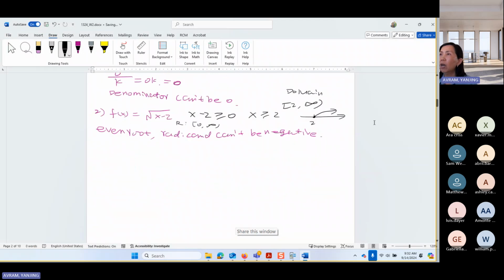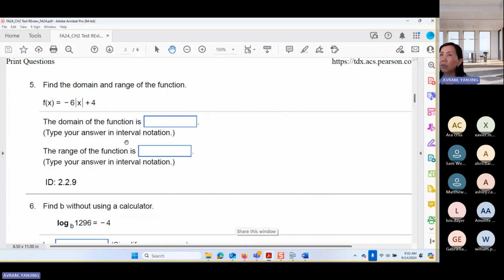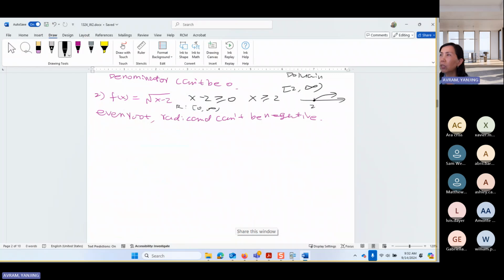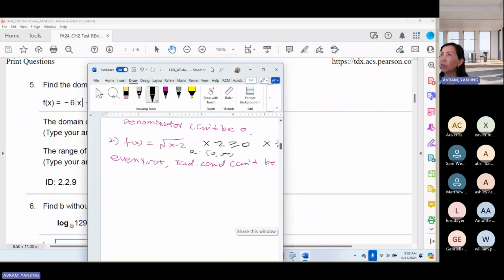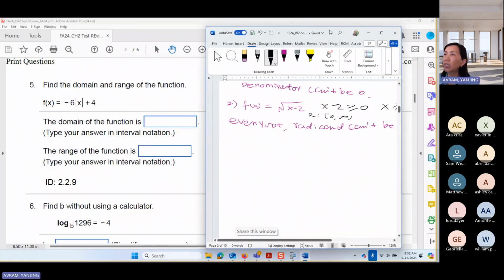Okay, let's look at our next graph. This is the absolute value of x. My x is not in the denominator, and is not under a square root, fourth root, or any even root. If that is the case, my domain x can be all real numbers. In interval notation, all real numbers. So how do you write all real numbers in interval notation? It's negative infinity to what?